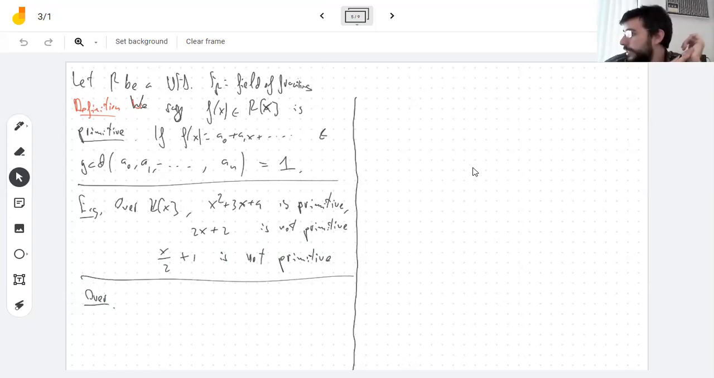Another very interesting example comes from another UFD. We know a lot of UFDs now, like the Gaussian integers. But also, polynomial rings in one variable are UFDs, or we're about to prove it. Maybe I'll get into it later.